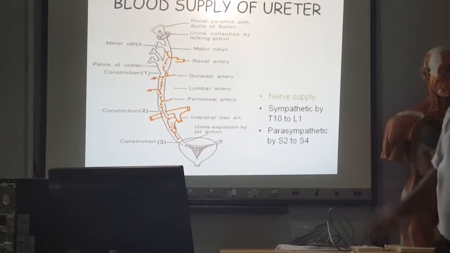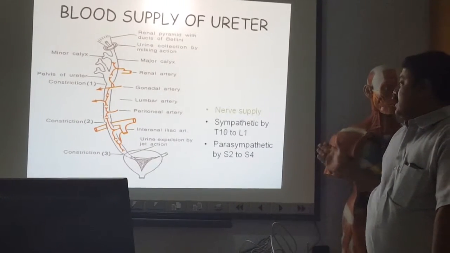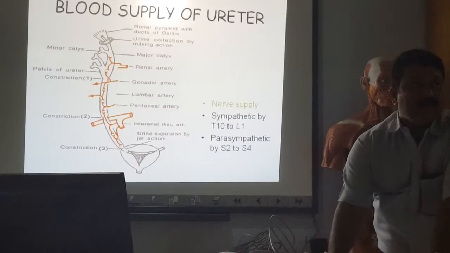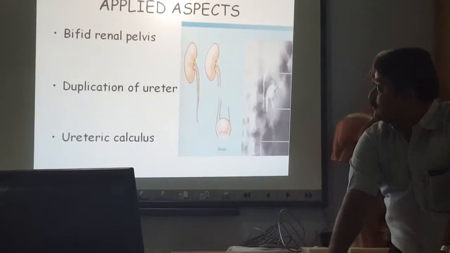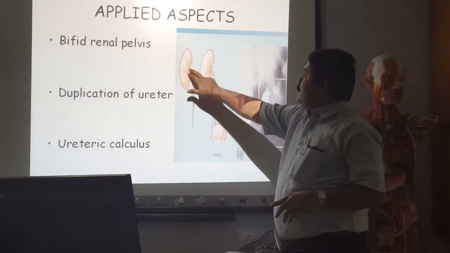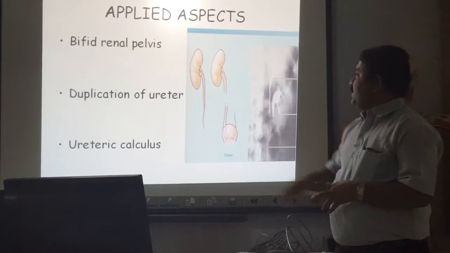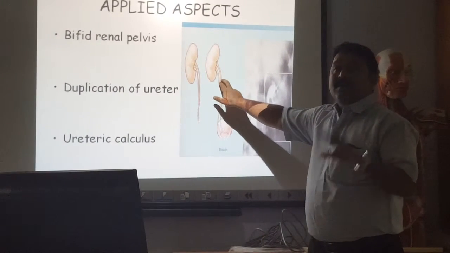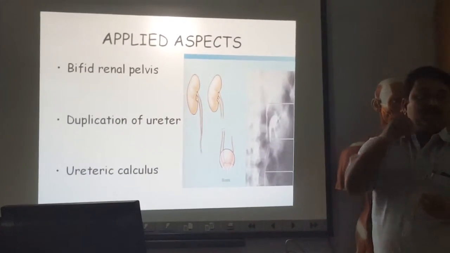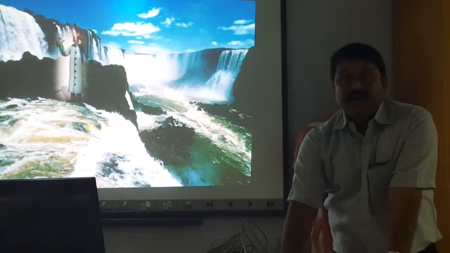and nerve supply, the sympathetic is from D10 to L1, and the parasympathetic is from S2 to S4. Okay, this is about the nerve innervation. Next is about the applied aspect, bifid renal pelvis. Okay, so here bifid renal pelvis, and duplication of the ureter. The ureters are two in number. Okay, duplication of the ureter and the ureteric calculus, stones in the ureter. This is about the ureter.